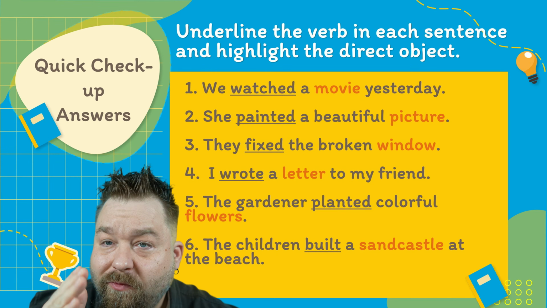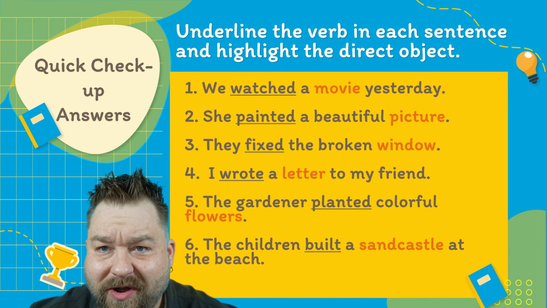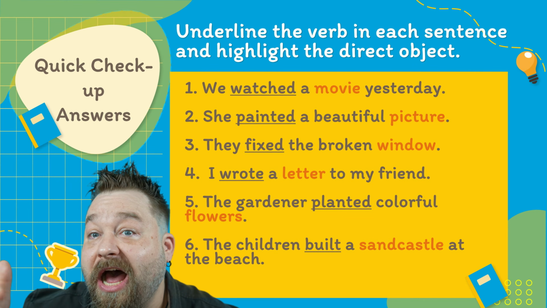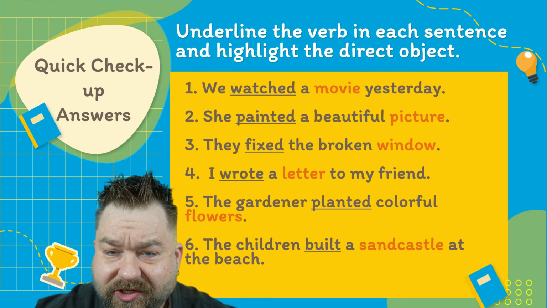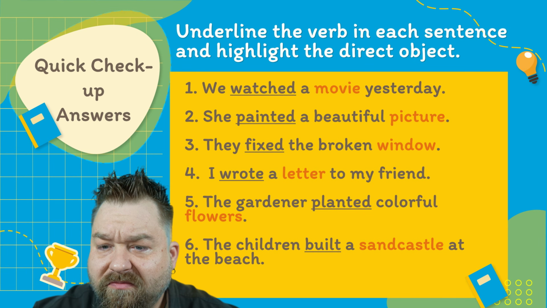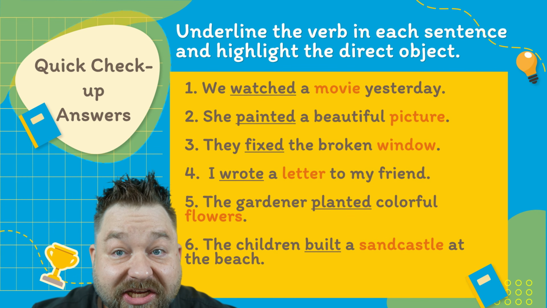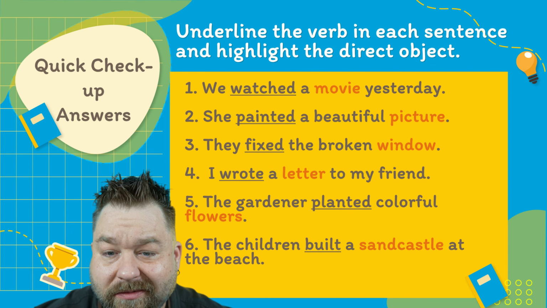Number 1, we watched. There's our verb. Watched what? What did we watch? The direct object. We watched a movie. Number 2, she painted. So she did an action, our verb. Painted what? What did she paint? A picture. A beautiful picture. The picture is our direct object.